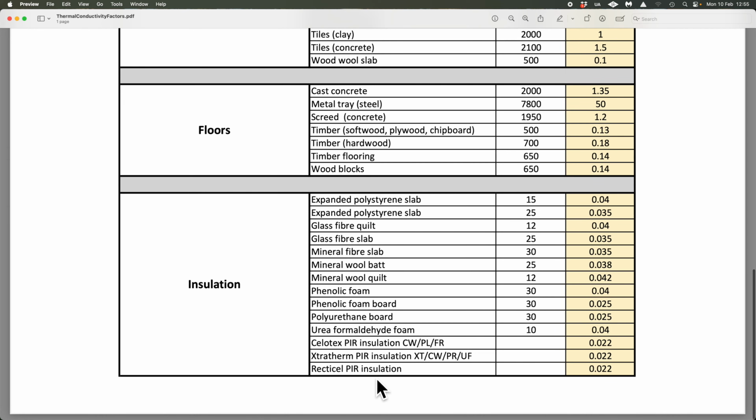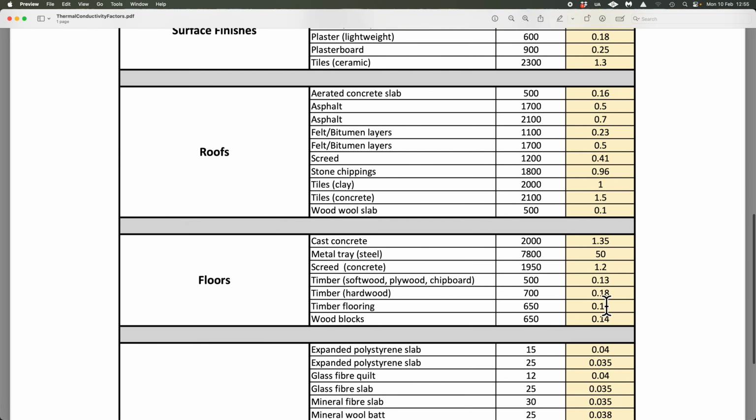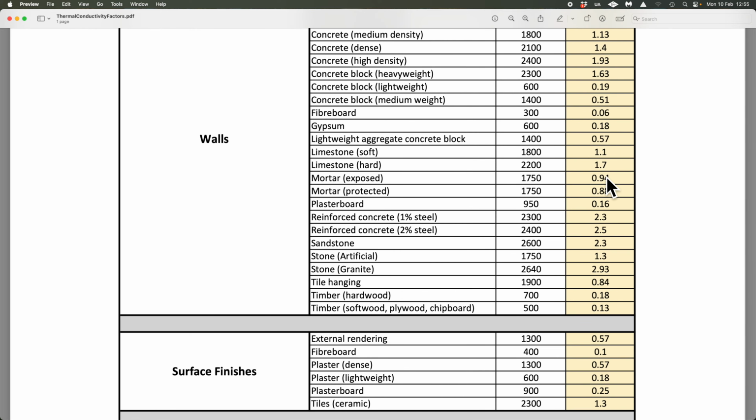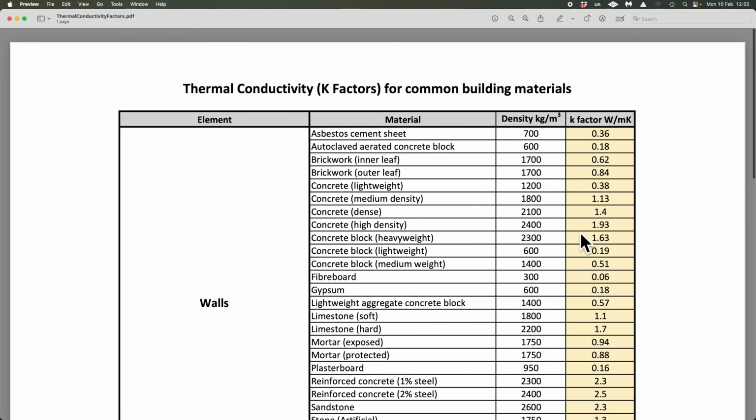So that's standard PIR, which is Celotex or something along those lines, like 0.022. So it's very important to see these different conductivity values. And remember, it's the thickness in metres. So for argument's sake, if that was a brickwork outer leaf and it was 0.84, the brickwork is generally 100 millimetres thick, so it would be 0.1. So thickness would be 0.1 divided by the conductivity, which is 0.84, to give us our resistance.